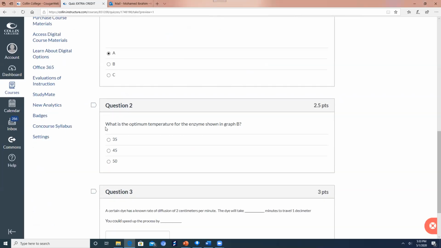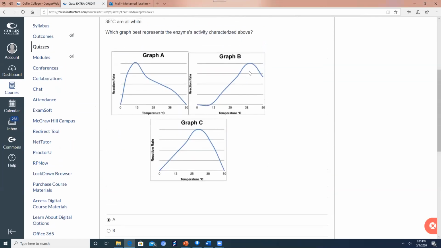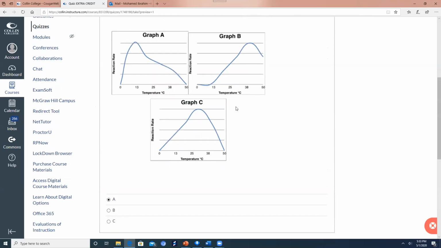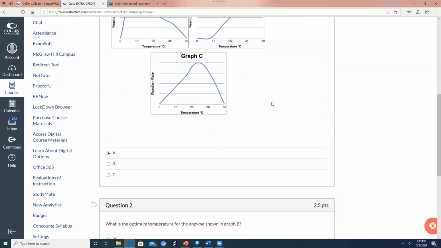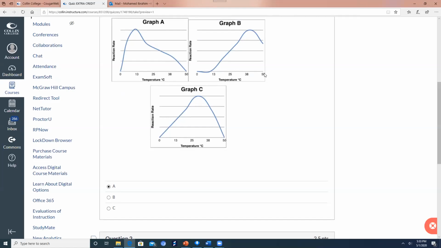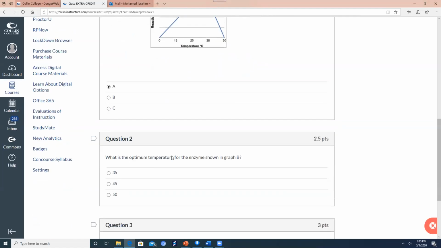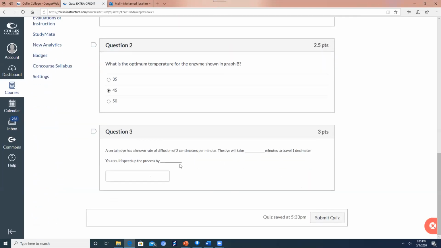This is why I asked: what is the optimum temperature for the enzyme shown in graph B? Roughly it's around 40 to 45. Here are the choices: is it 35, 45 or 50? It is for sure not 50. Is it 35? 35 is somewhere here, so it is not 35. So it will be 45. That was another question here.